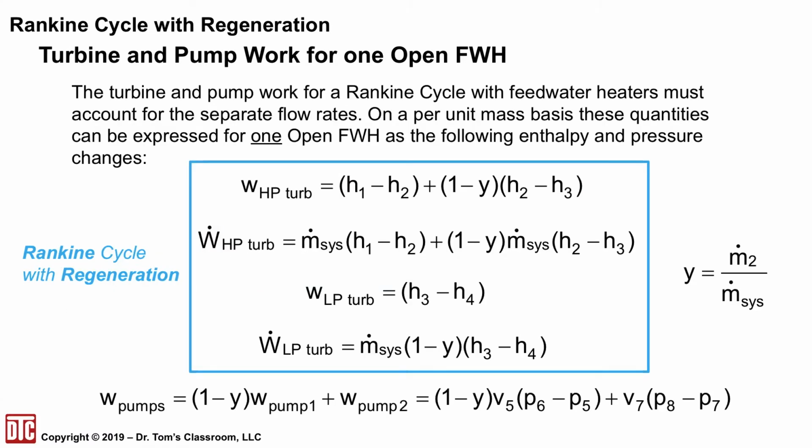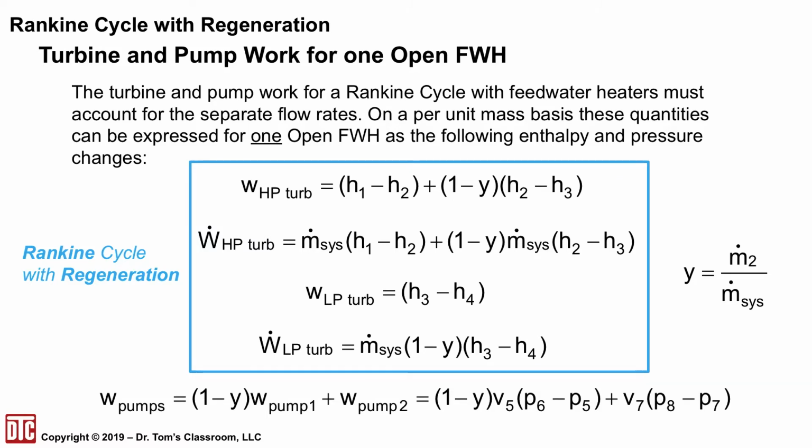Okay, the turbine and pump work for the cycle must be accounted for with separate flow rates. What we have here in the box are all the equations that are provided with the schematic for the Rankine cycle with regeneration. The first one at the top is the work per unit mass of the high pressure turbine, and it's in terms of the enthalpies, h1 minus h2, and then (1 minus y)(h2 minus h3) going into the other part.